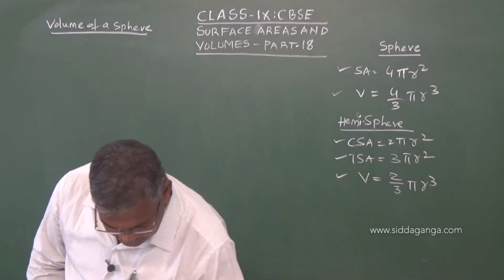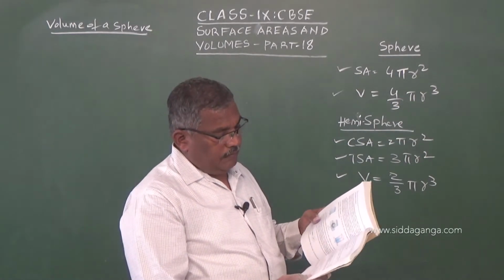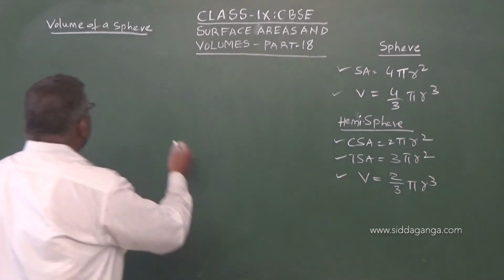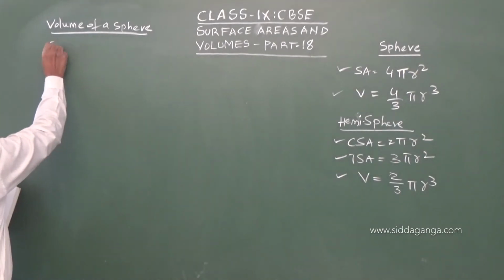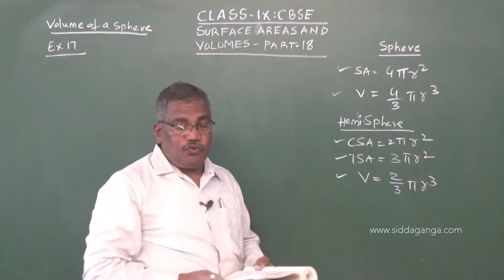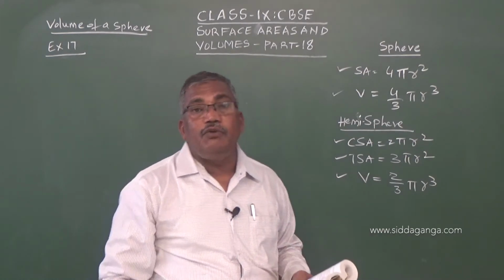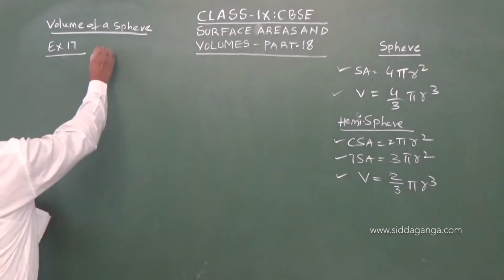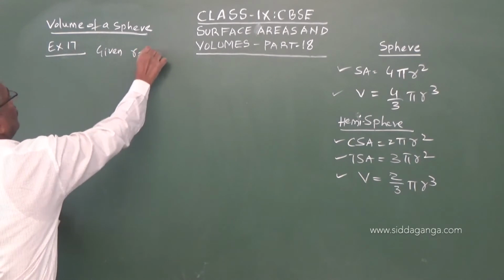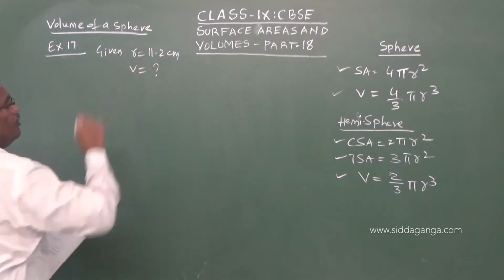Now we will take up solved example 17 from your textbook. Example 17, please refer to page 235. There you will find the volume of a sphere of radius 11.2 centimeter. So given, radius is equal to 11.2 centimeter. So he says, volume is equal to how much?